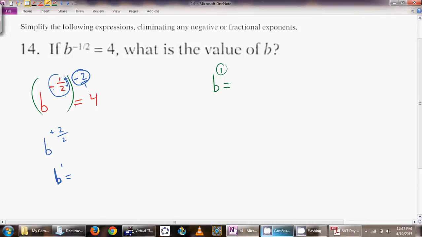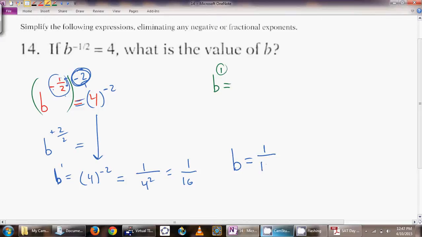Well, I know, because of this equal sign, whatever I do to the left side to preserve equality, I must do the same thing to the right side. So if I raise my left side to the negative 2nd power, I've got to raise the right side to the negative 2nd power. So b is really going to become 4 raised to the negative 2nd power. And that negative says make it a fraction, and it's 4 squared. That really becomes 1 over 16. So the value of b is 1 over 16.